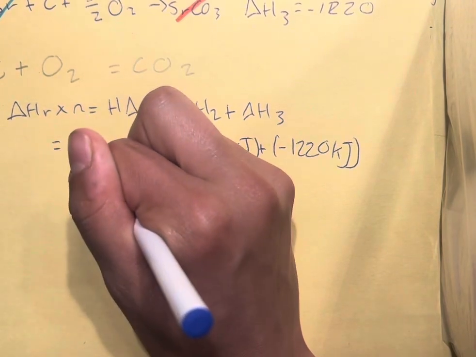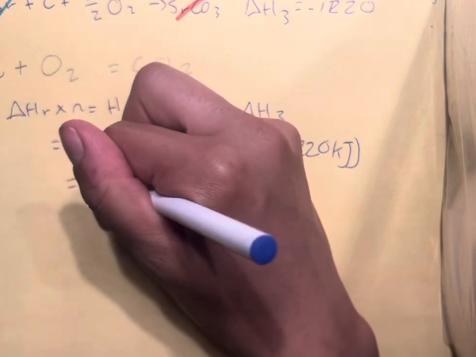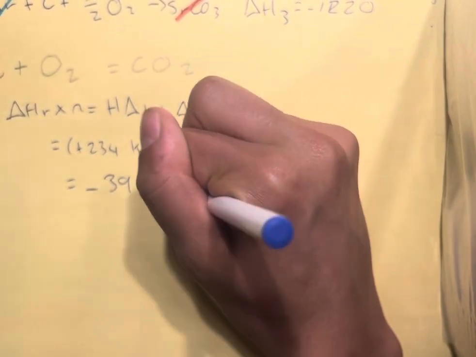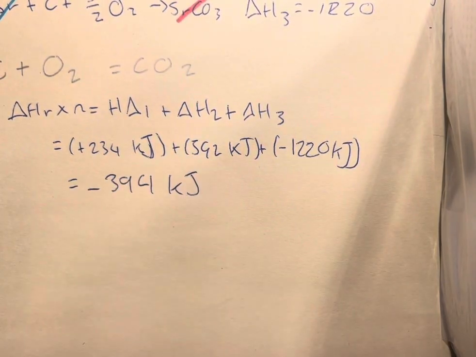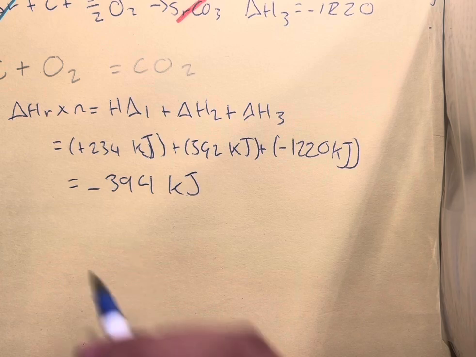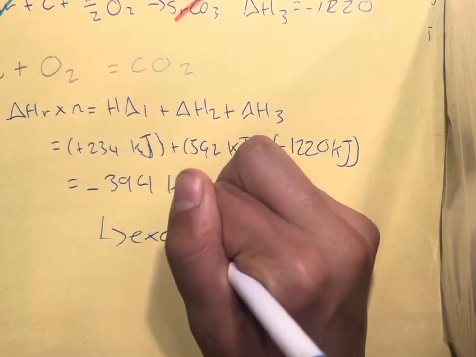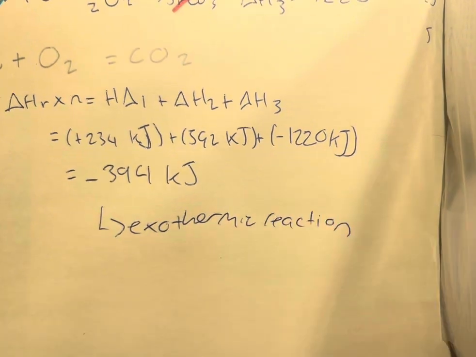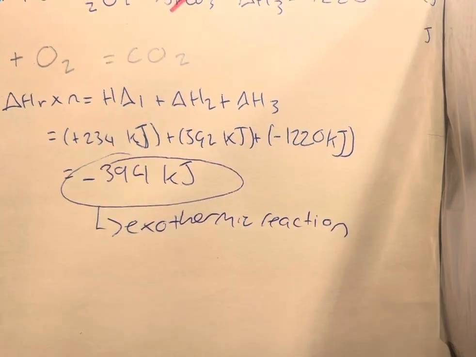negative 394 kilojoules. And because it's a negative, that right there is our overall reaction delta H. And because it is a negative, it is an exothermic reaction. And that is our answer.